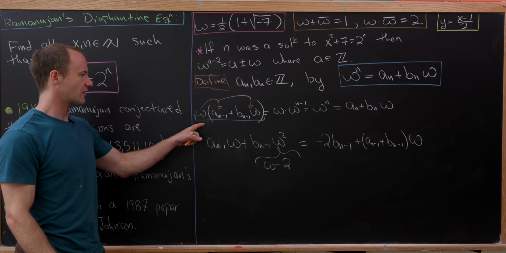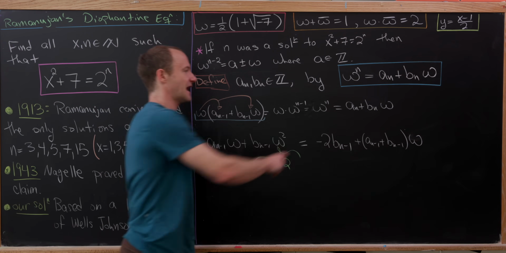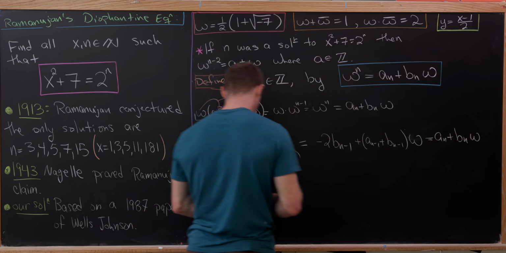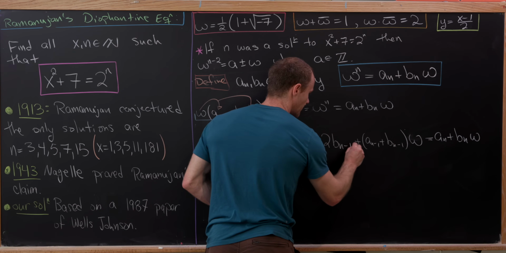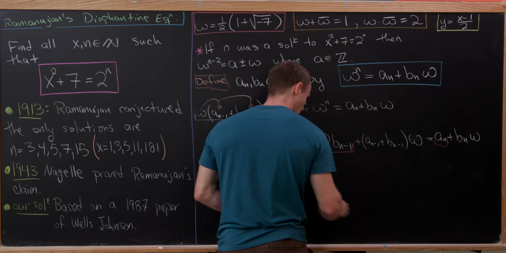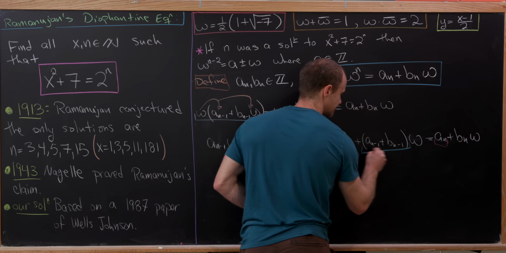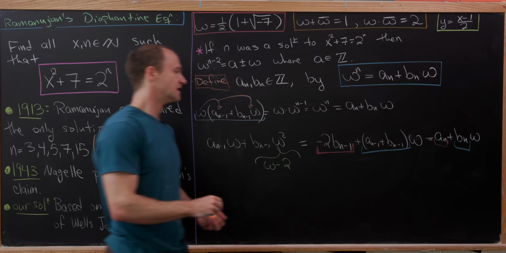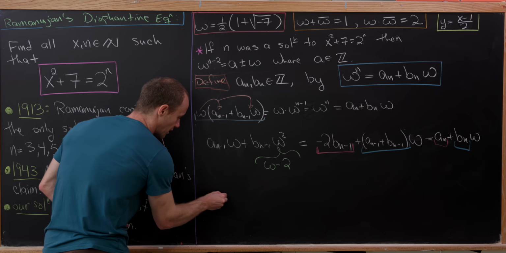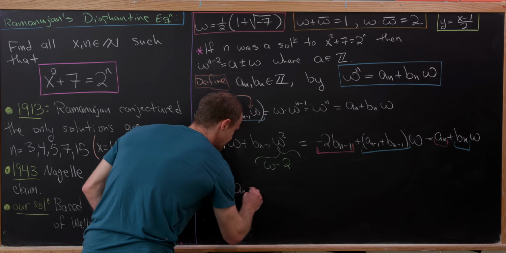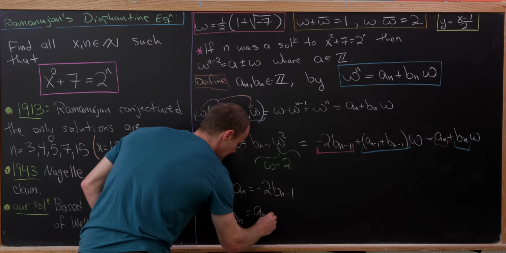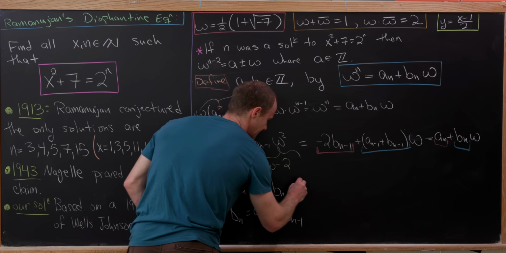But that was all our calculation over here on the left-hand side. But that has to be equal to the right-hand side. So that's equal to a sub n plus b sub n omega. But now we can compare the non-omega part and the omega part, and we'll get this nice recursion for our a sub n and our b sub n terms. And this is like a linked recursion. So the red stuff is equal, and then the blue stuff is equal. So in other words, we'll have a sub n is equal to minus 2 b sub n minus 1, and we'll have b sub n is equal to a sub n minus 1 plus b sub n minus 1.